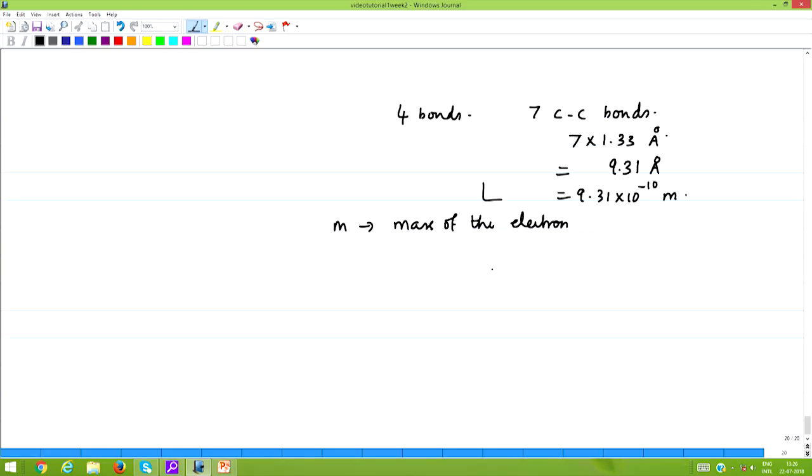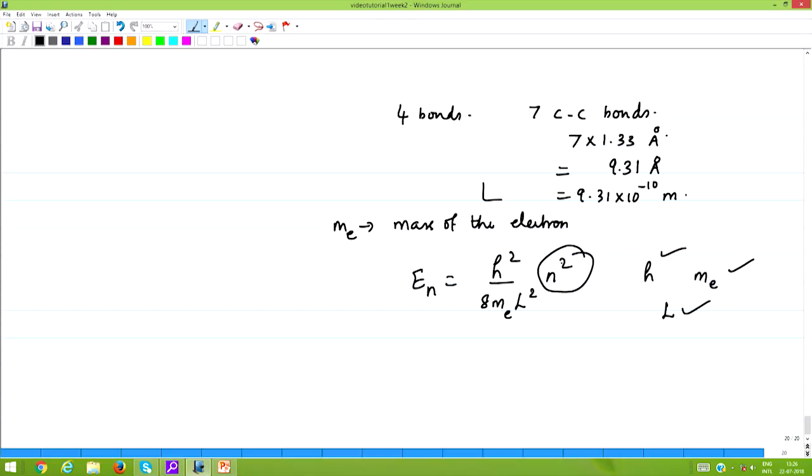So, it is easy to calculate this quantity, the energy E_n, in terms of h square by 8 m_e L square, times n square. h is known, m_e is known, L is now known, and therefore, this number you can calculate as a function of n square. So, the answer turns out to be, when you do these calculations, ensure that you put the units carefully, so that you do not make mistakes in algebra, in numerical calculations.